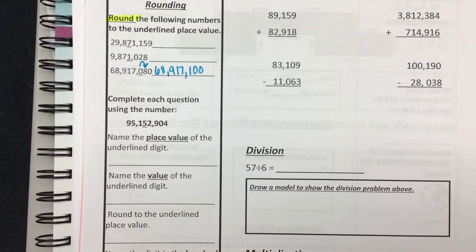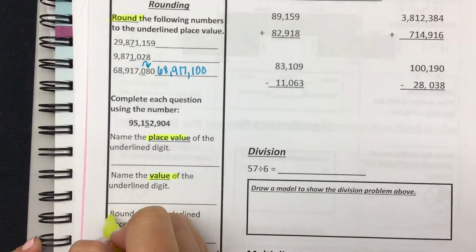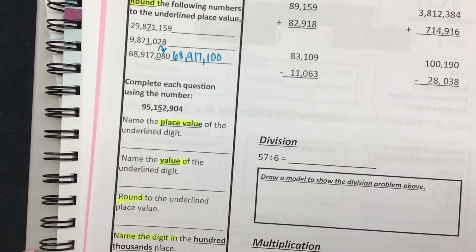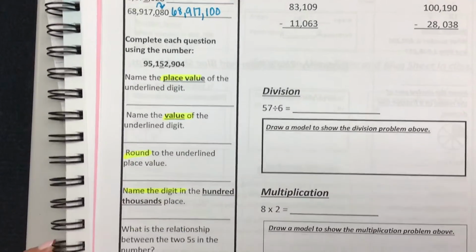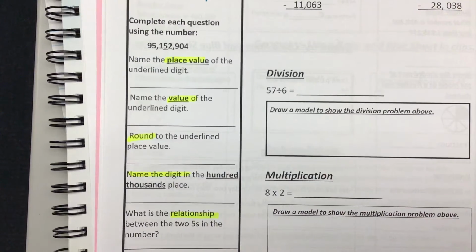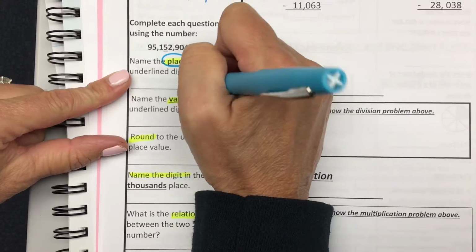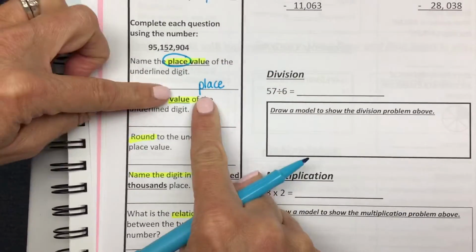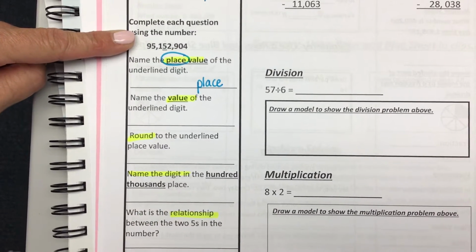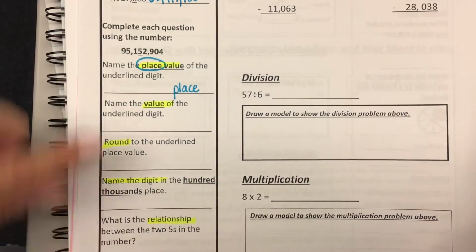Okay, name the place value. So this is the place value. Here we have the value. This one asks us to round, and this asks us to name a digit. And then this asks us what is the relationship. We've spent a lot of time on that this week. So here in this first blank, go ahead and put the word place. Then we have value, then we have rounding. And then we have name the digit and name the relationship. Okay?